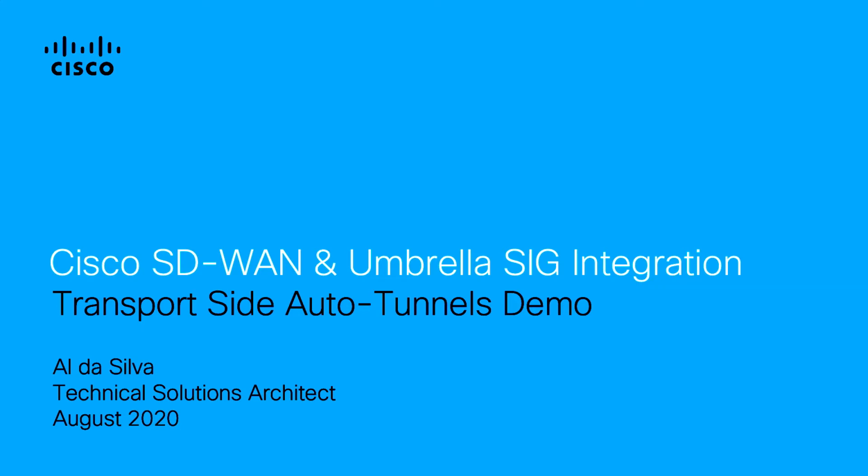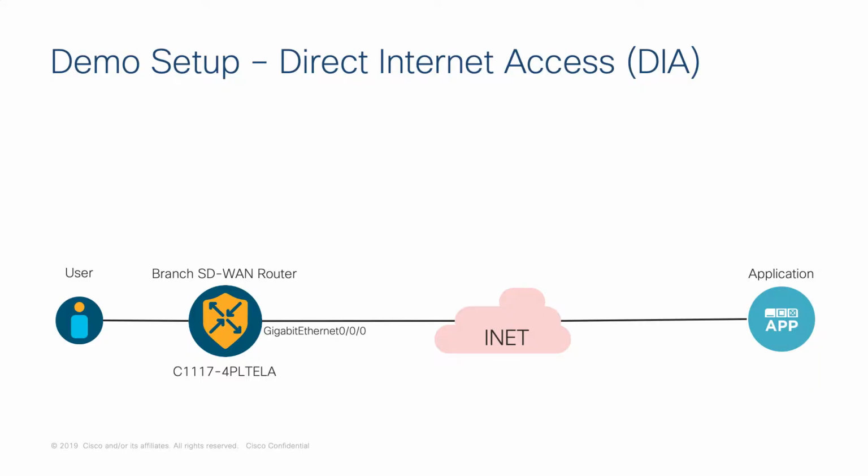First, let's understand why we would want to do this. Let's consider a simple use case where a user at the remote branch needs to access an application on the internet. Traditionally, we would backhaul this traffic to a central location where we would apply a number of security controls like application-aware firewalling before allowing traffic to route to the internet application.